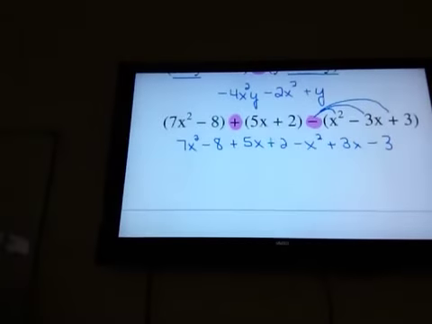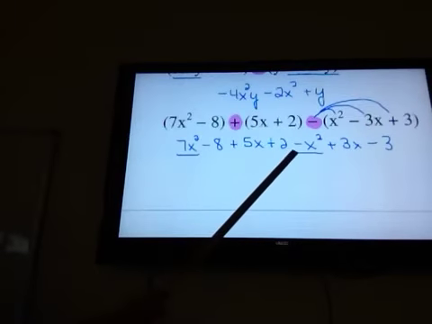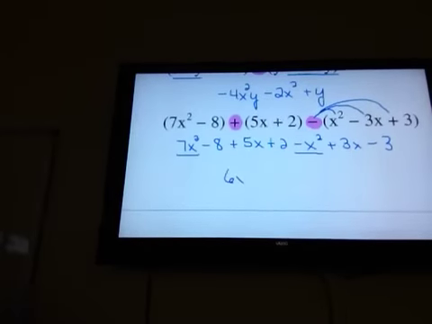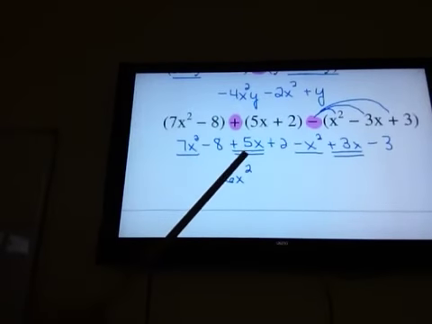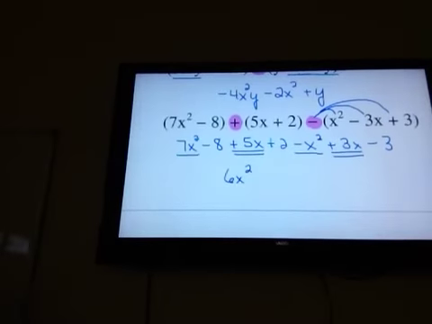Okay, so let's look for like terms. X squared, x squared. So I have positive 7 and minus understood 1. So 7 minus 1 is 6, x to the second. Let's look for x's next. X, x. So positive 5 and positive 3 is positive 8, x.